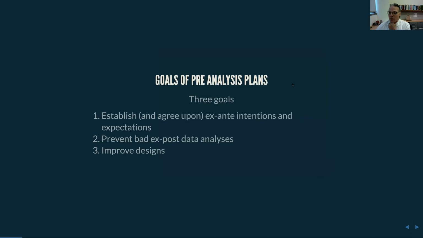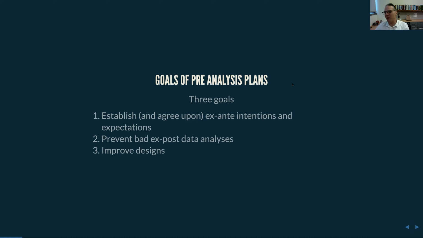I think that there are 3 goals of pre-analysis plans. The first one is to establish and agree upon ex-ante intentions and expectations. So establishing your ex-ante intentions means: here's what I plan to do in order to generate the data, here's what I plan to do in order to analyze the data, here's what I think is going to happen.